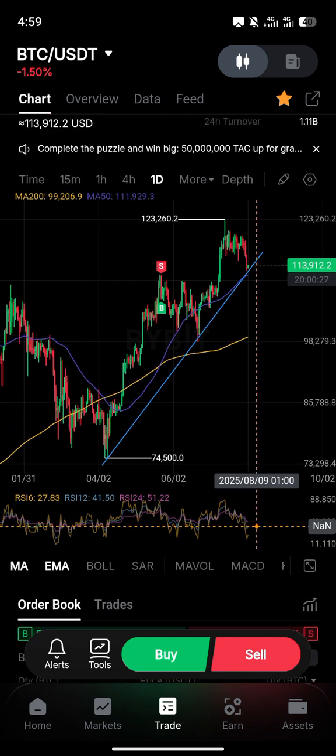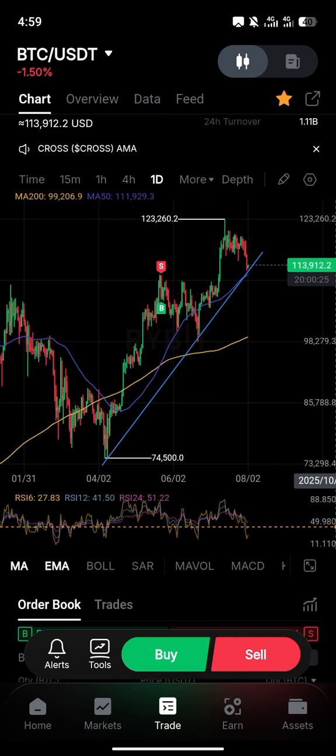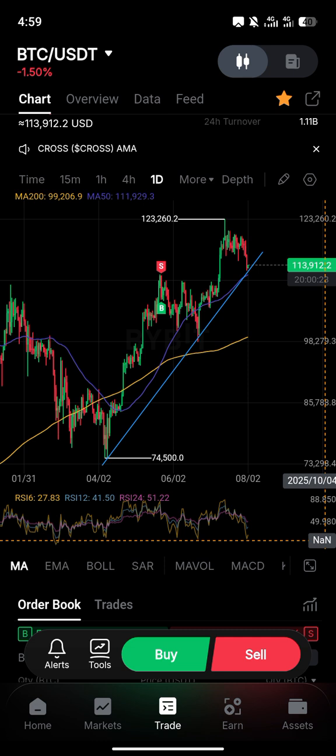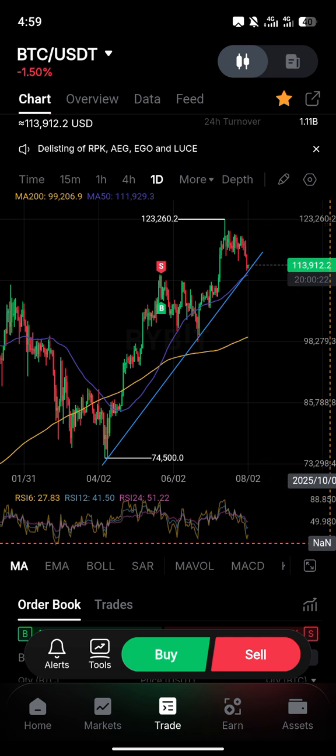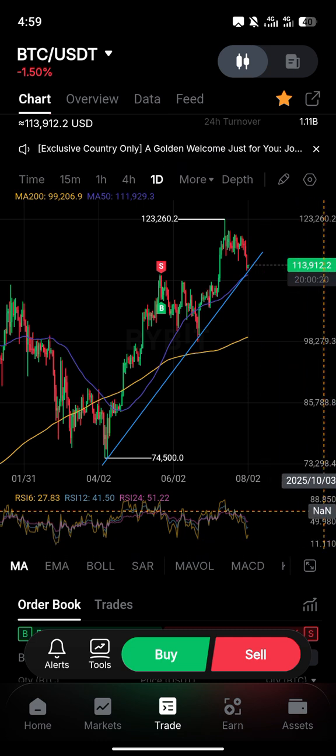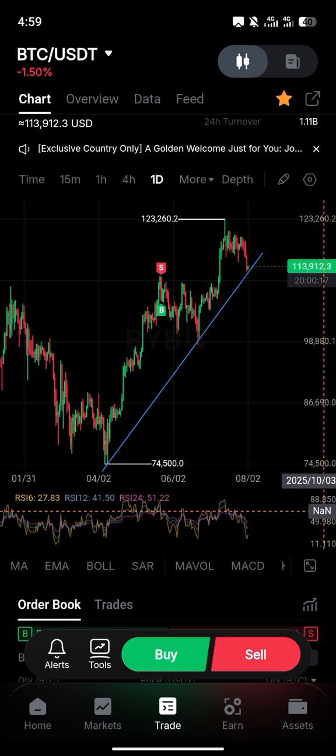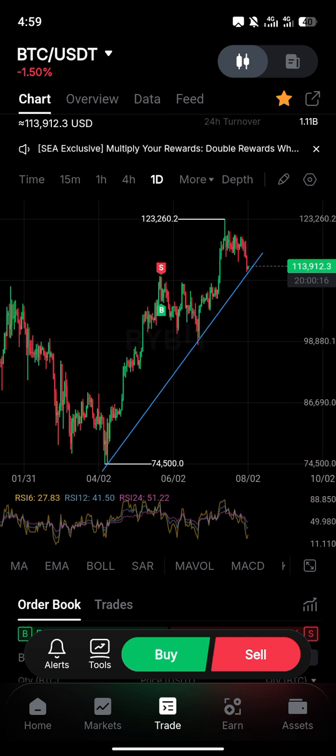Okay, so you can see this RSI. So this is it. This RSI. You see that now? This RSI. So that's the meaning of RSI. Is that clear? That's the meaning of RSI.